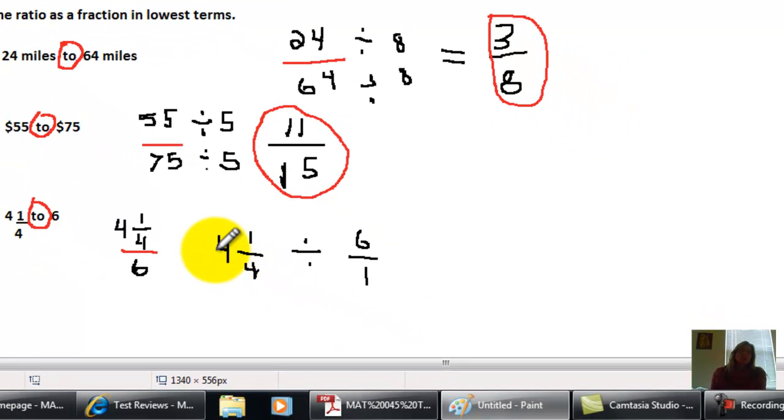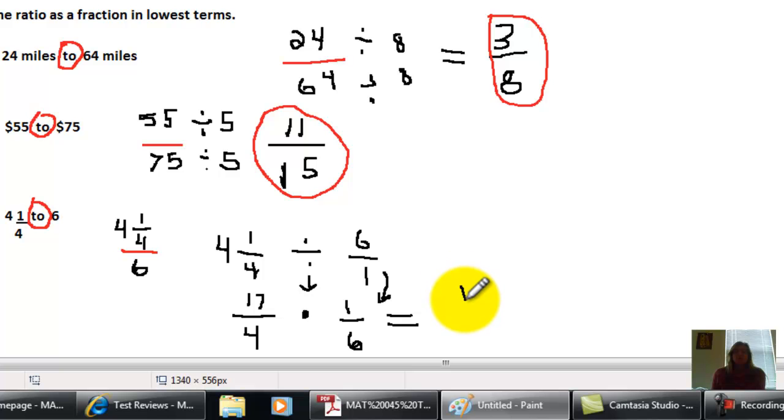So 4 times 4 is 16, plus 1 is 17. So we're going to change that to an improper fraction. This is just following the fraction rules. We're going to change division to multiplication, and change this fraction to its reciprocal, so it turns upside down. And then we just multiply, and that will give us 17 twenty-fourths. That cannot be reduced, so that is our final answer for number 3.